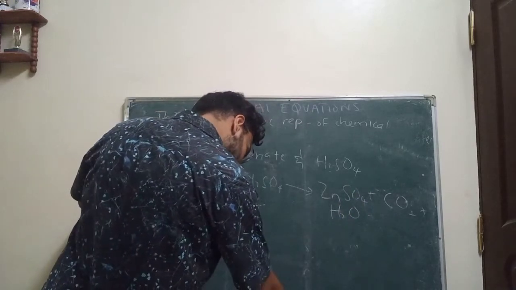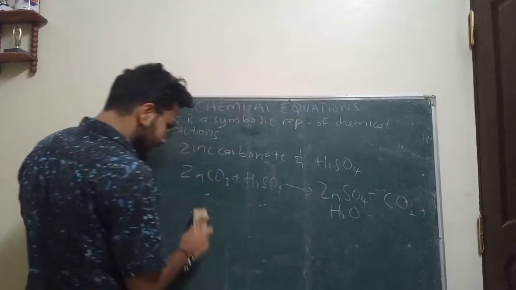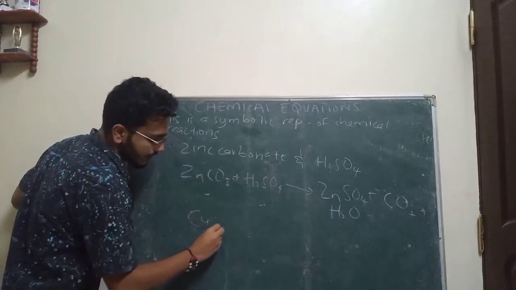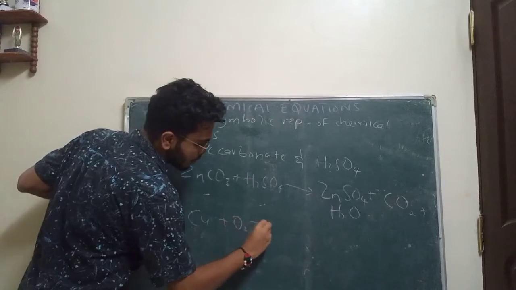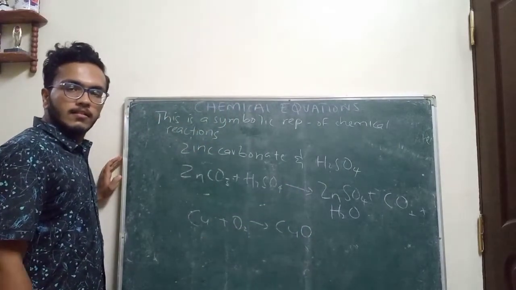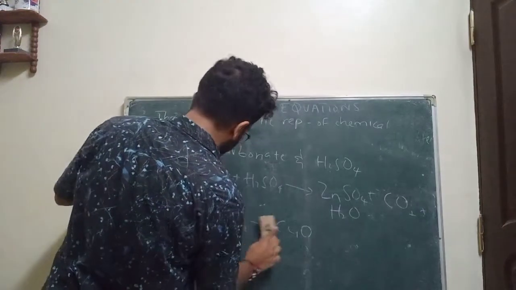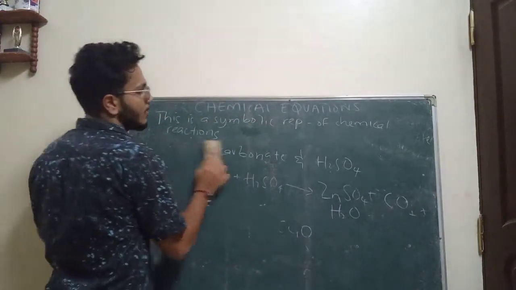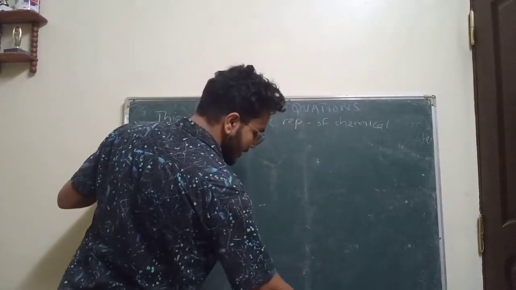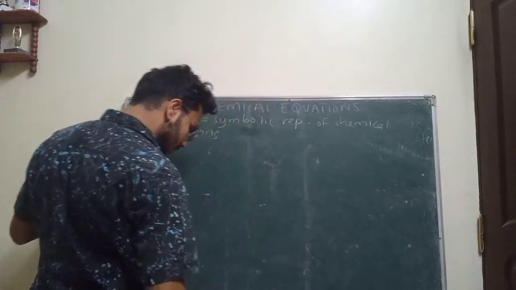Another example is reacting copper with oxygen gas. Copper reacts with oxygen gas to form copper(II) oxide. I hope we are getting it. This is how chemical equations are written without words. The symbols are the ones that represent the words.